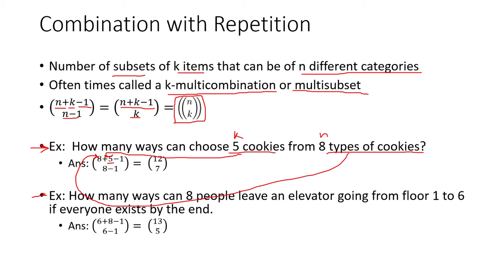And then in the next example, how many ways can 8 people leave an elevator going from floor 1 to floor 6 if everyone exits by the end? Well, in this case, the size of our subset is going to be 8, which will be our k, and then our n is going to be 6, since there's going to be 6 possible categories for people to assign themselves to, or 6 different floors for them to get off of. So if we plug in these values into our formula, we'll have 6 plus 8 minus 1, choose 6 minus 1, which is simply 13 choose 5.